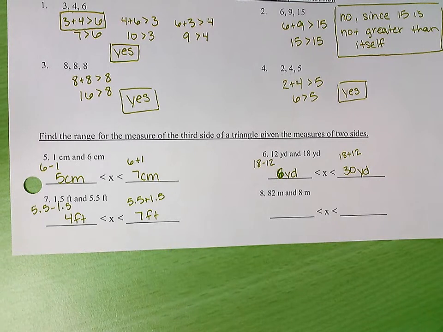Okay, I do, again, need you to include that label because if you just say 4 and 7, I could say, well, that's 4 centimeters and 7 centimeters. Well, my range is actually larger than that because it's 4 feet and 7 feet. Okay, so make sure you include that label.